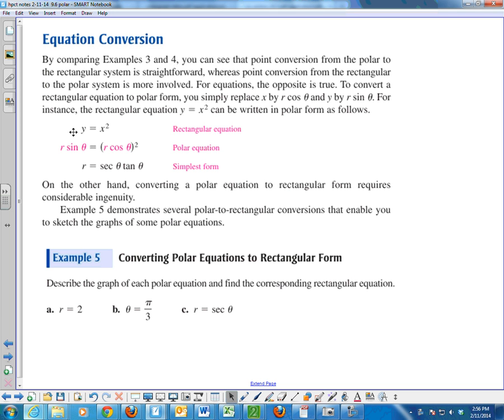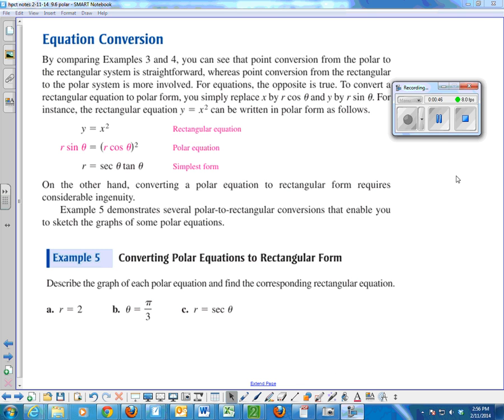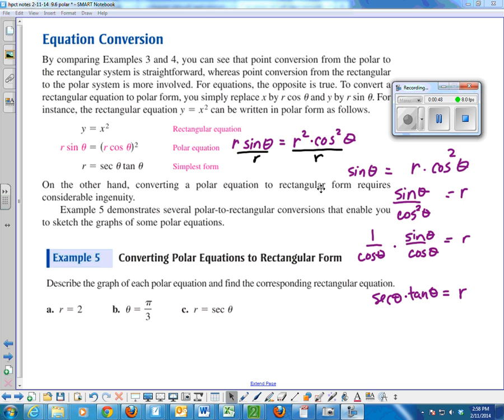So if you look here, they have y equals x squared. That's just your standard parabola. Instead of y, they're going to substitute r sine theta, and instead of x, r cosine theta. Okay, so follow along with my equation solving here. I want to solve the equation for r equals. So I have on the left side r sine theta, which is here in purple. I need to square the r cosine theta. So that's going to end up as r squared cosine squared theta.